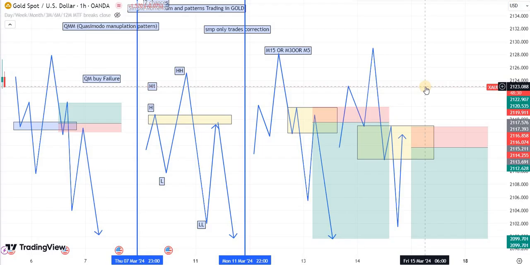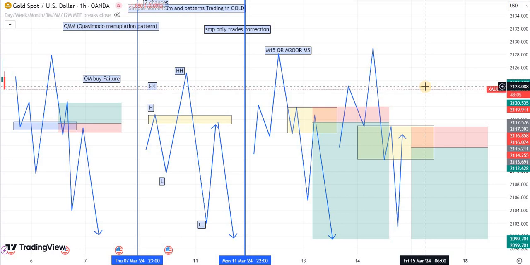All the momentum, institutional patterns, chart patterns, that I am going to actually teach you how to draw the order block, all the same. You have to apply this all in gold. It works very powerfully in gold. You will only apply me this. This is how the QMM works. That is a failure of QM buy.